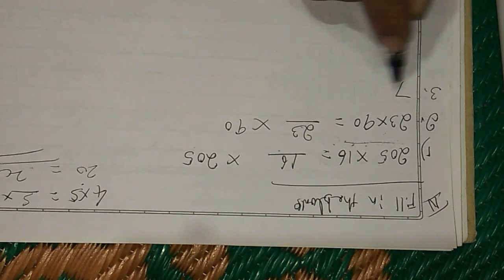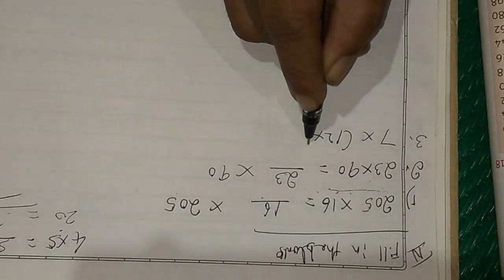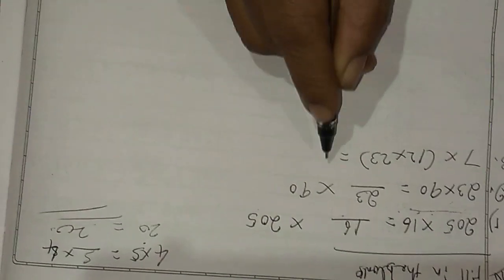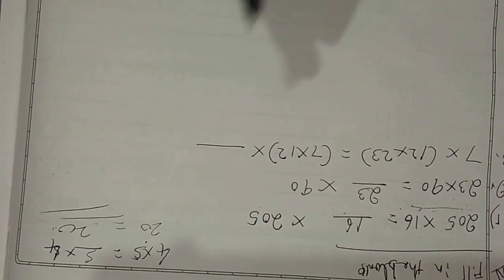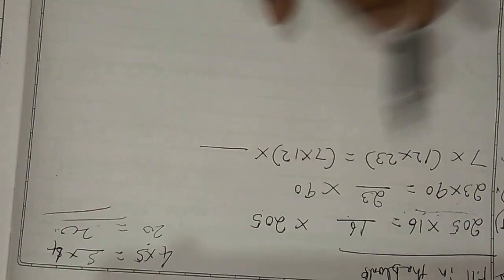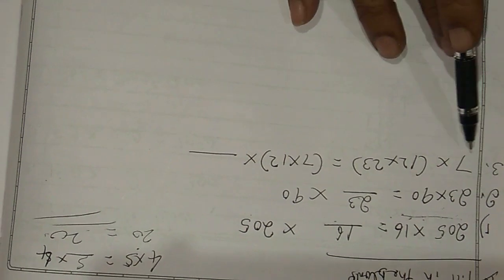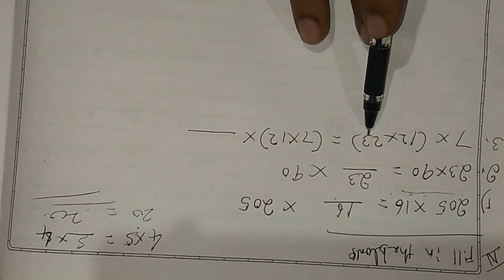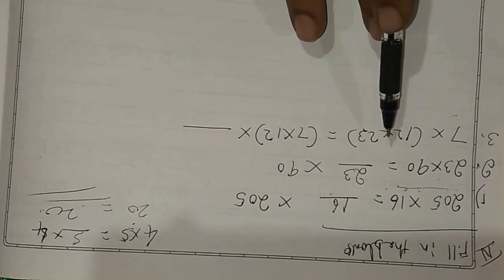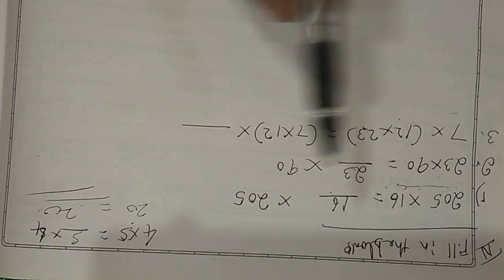Third one, 7 into 12 into 23 is equal to 7 into 12 into dash. So we have learnt the properties of multiplication. See, 7 into 12 into 23. 12 and 23 are grouped here. Okay, here 7 and 12 are grouped. Which number is missing here? 23.